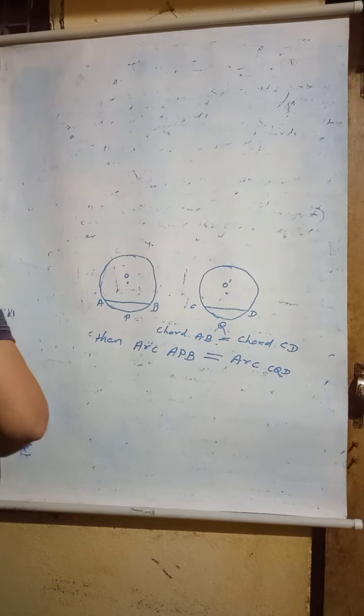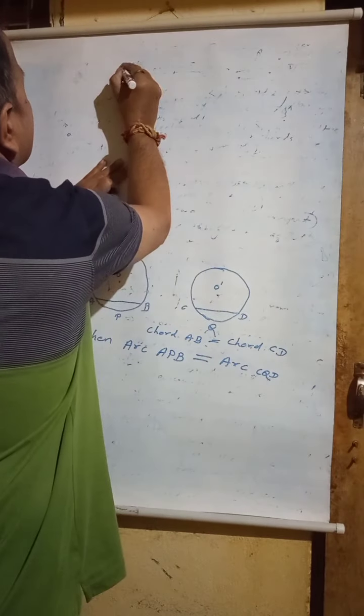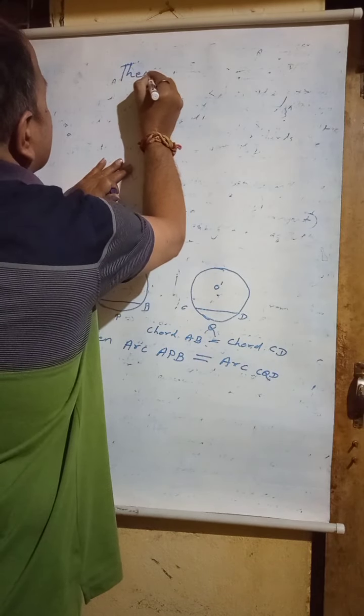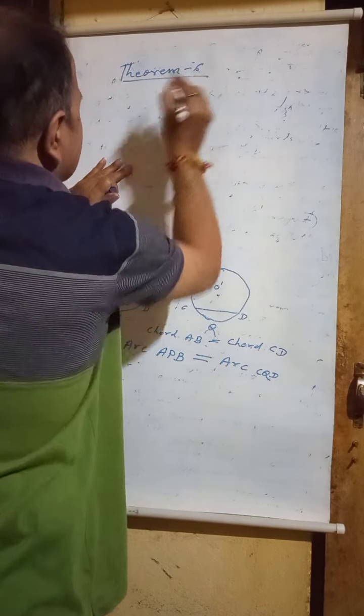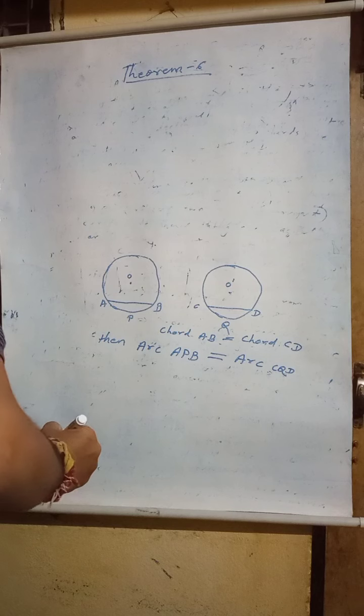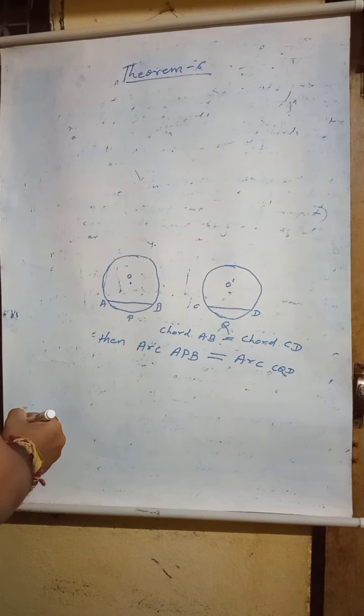Theorem 6. What is theorem 6 telling us? If two arcs of the same circle subtend equal angles at the center, they are equal.